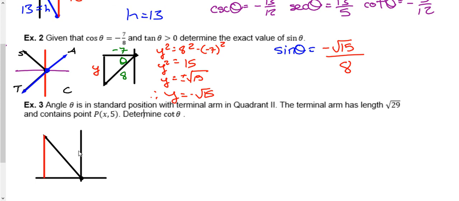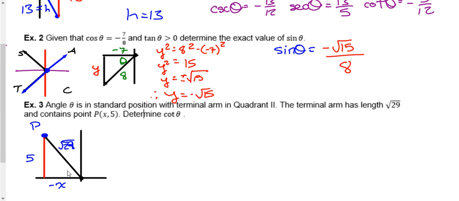There we go. We know a few things in this question. We know that the length of the arm is square root 29, so I'm going to write square root 29 on that hypotenuse. We also know point P, this coordinate right here, is made up of x and 5. Well, 5 is our y value, so y goes here. X here isn't just an x, it has to be negative x because we went to the left.